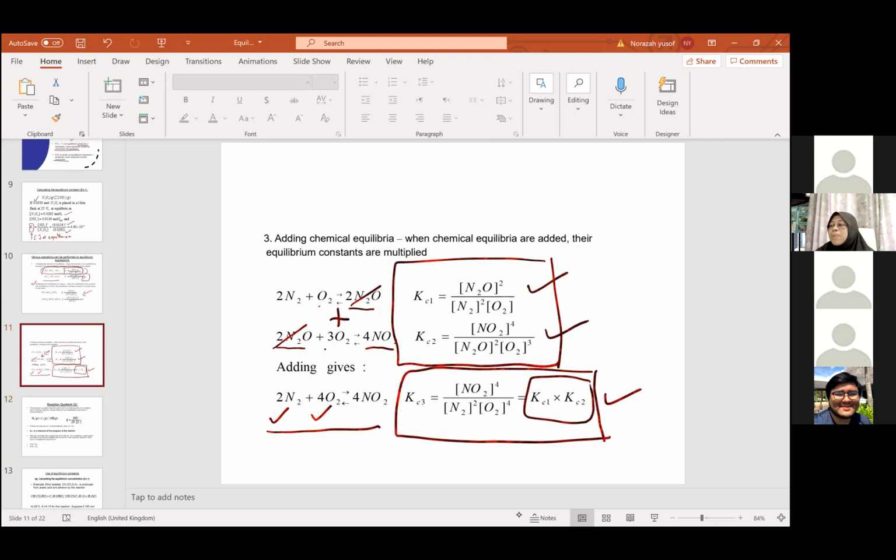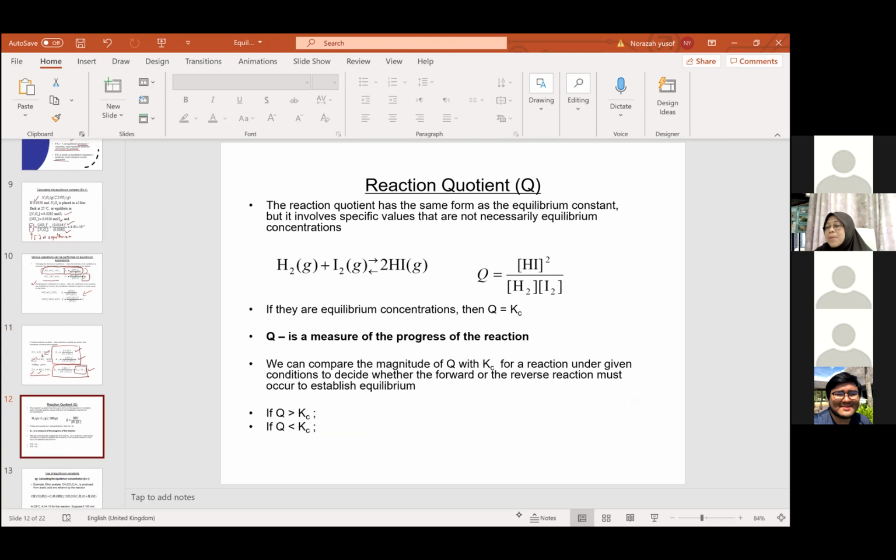So let's say if you minus the reaction, what happens? Divide, yes, right, good. So that will be the equilibrium constant.